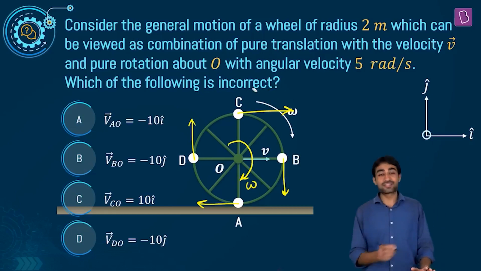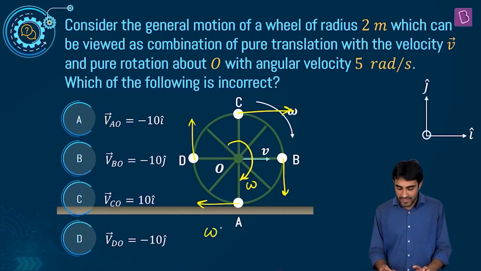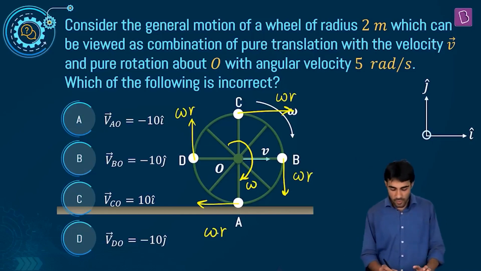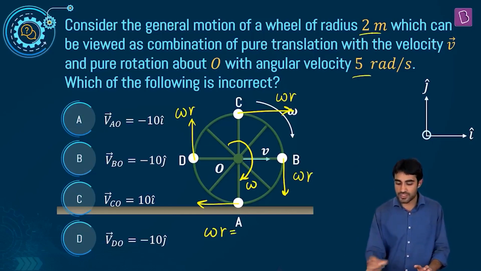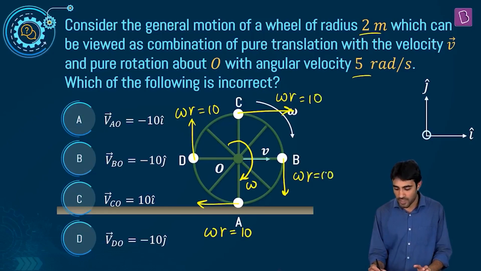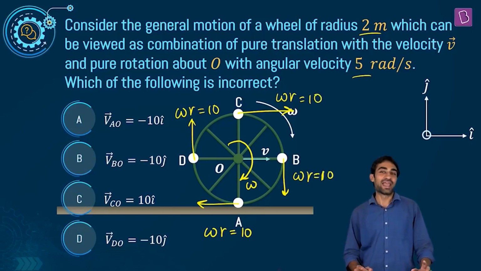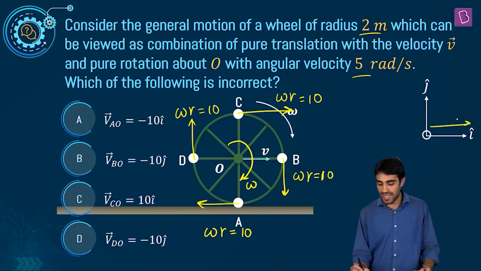Now, let's try to find out the exact velocities. The magnitude of the velocities is omega times r, because the distance of all these points from the center is r. So the speeds are omega times r. Omega is 5, r is 2, 5 2s are 10. So omega times r is 10 everywhere. So the speeds are equal, but the velocities are different. The directions will be different. Okay, now let's take the horizontal axis as the x-axis and the vertical axis as the y-axis.